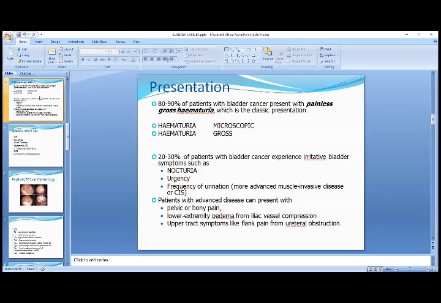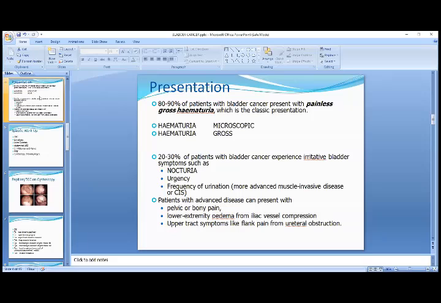And then comes frequency of urination. Nocturia is the frequency of nighttime micturition, whereas frequency means daytime micturition. Frequency of micturition is usually present in cases of more advanced muscle invasive disease or CIS, that is if the patient is suffering from T3 or T4 or is having carcinoma in situ, then frequency of micturition is more prevalent.